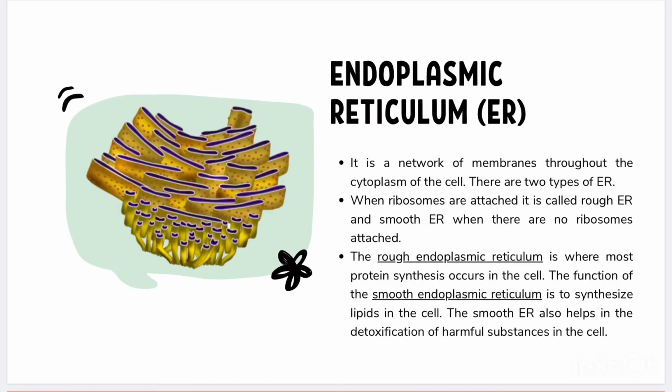Next is the endoplasmic reticulum, or the ER, which is a network of membranes throughout the cytoplasm of the cell. There are two types of ER. The rough ER is where protein synthesis occurs, and smooth ER is to synthesize lipids in the cell. The rough ER contains ribosomes, which makes it rough, while smooth ER does not have ribosomes.